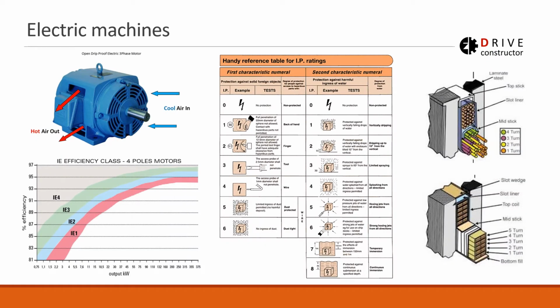Another special thing about electric machines is efficiency classes. So you can see output power is here and efficiency is there. And these are the efficiency classes from the lowest one, IE1, to the highest one, IE4. So industry is now quite strict on producing highly efficient motors. That's why these classes have been introduced.